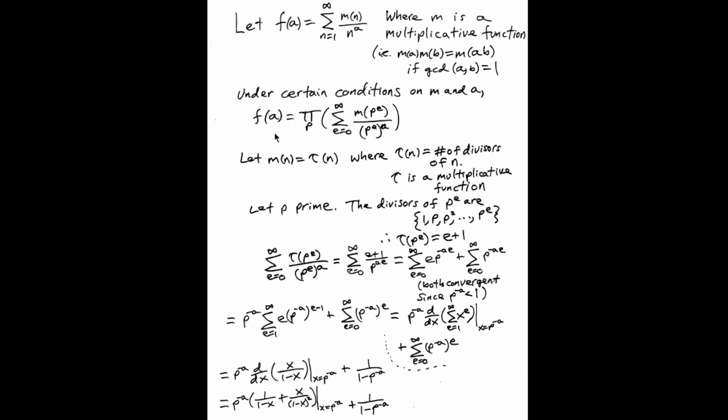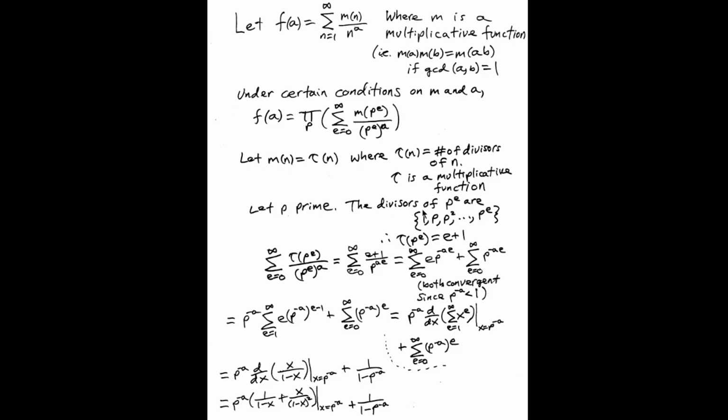So in our case, we're going to let m of n equal tau of n, where tau of n equals the number of divisors of n. Well, tau is a multiplicative function, as you can check out. So let's let p be any prime.